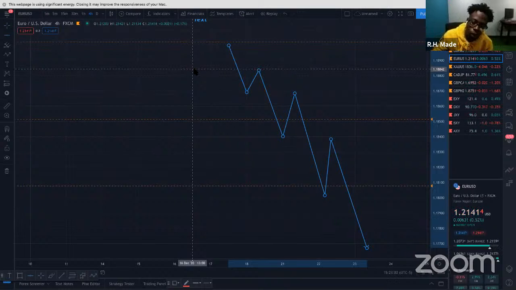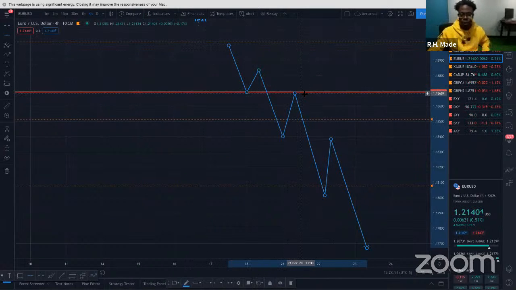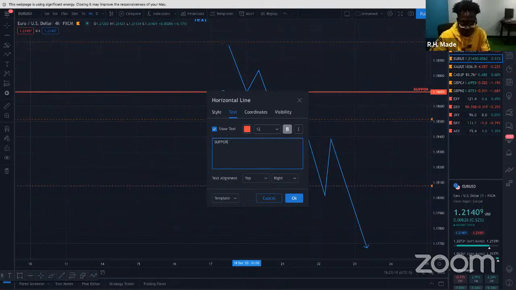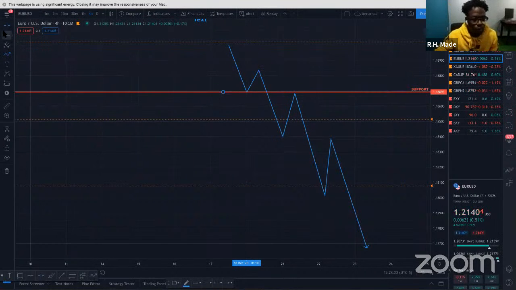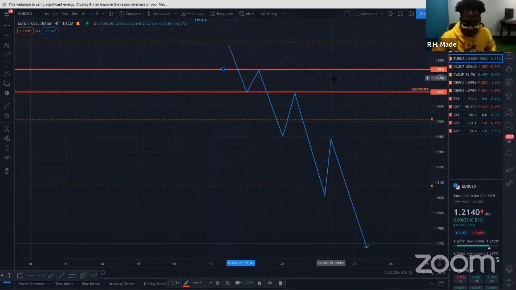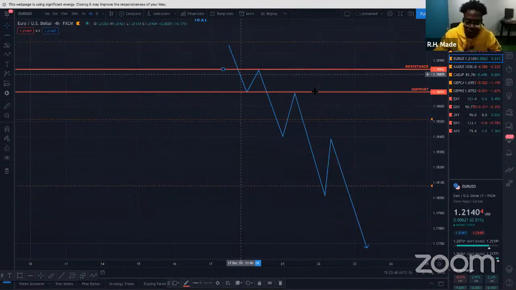So the difference is you want support to be broken and then retested, and then come back up and retest as resistance. So it came down. Our first resistance was right here. Our first support was right there. Support, okay, comes back up. Retests. And now the retest becomes a resistance. So it hesitates and comes back down, aka a lower high. So resistance breaks that support.